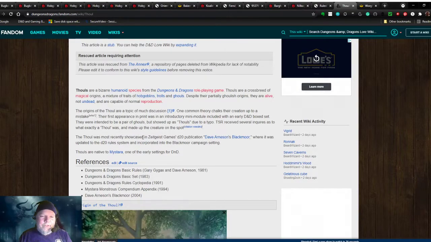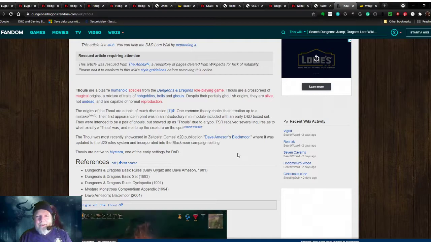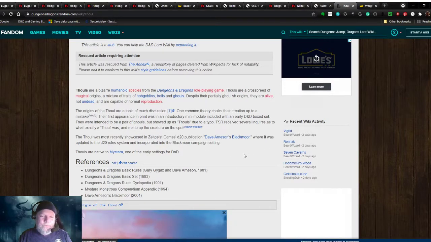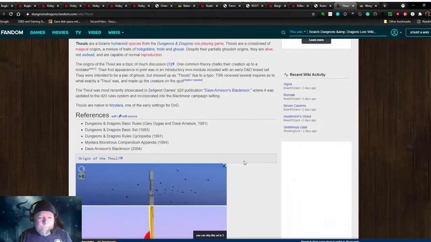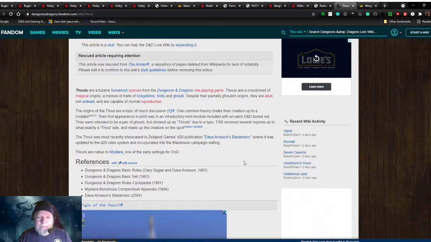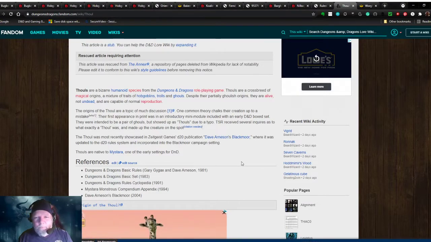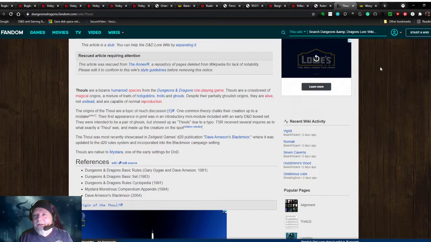Thule was most recently showcased in the Zeitgeist Games D20 publication Dave Arneson's Blackmoor, where it was updated to the D20 rule systems and incorporated into Blackmoor campaign setting. So, if you can find a copy of that Dave Arneson's Blackmoor from 2004, which is probably available on the DM's Guild or on Drive-Thru RPG, then you could probably find at least the updated D20 stats for that monster if you wanted to do that.